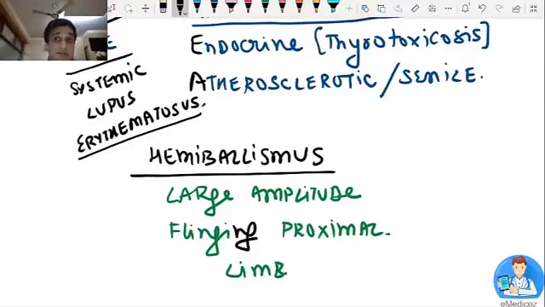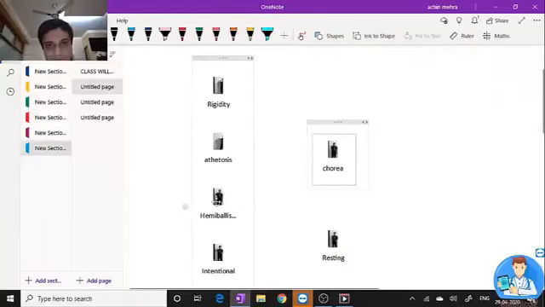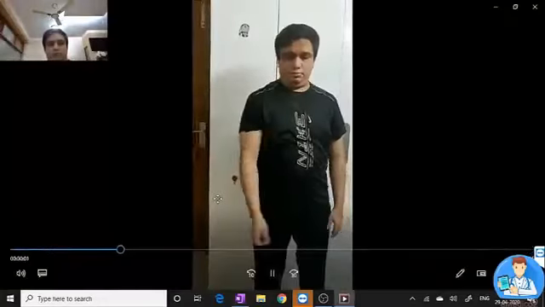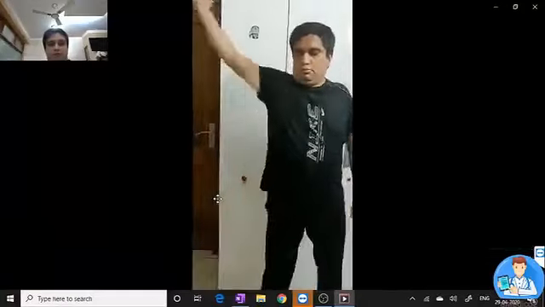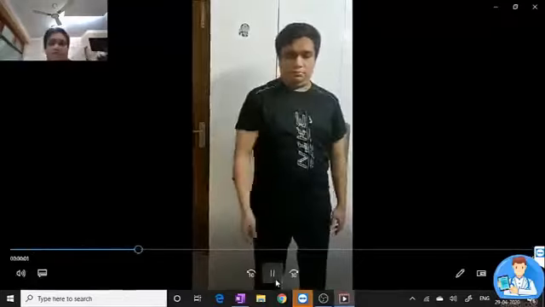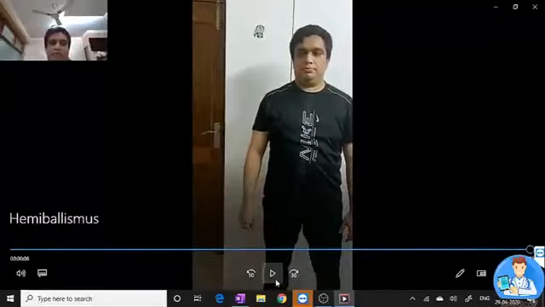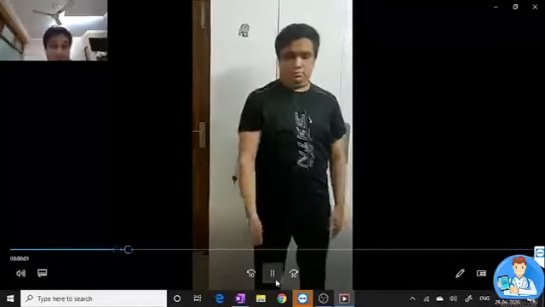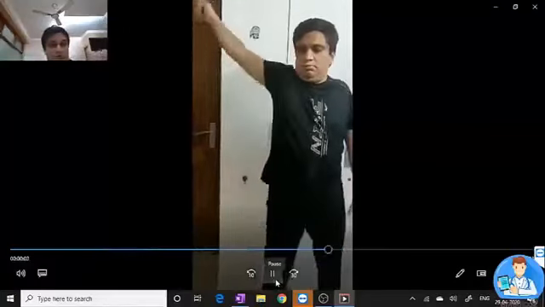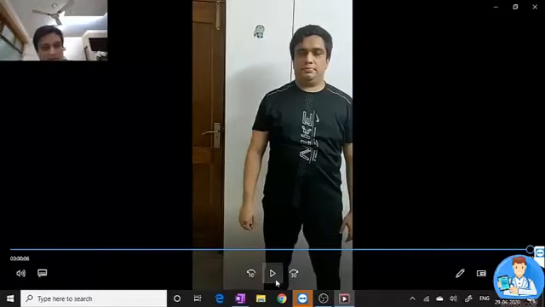Now, how does hemiballismus look? Let me show this to you. Look at this. My hand is going too far off. It's a large amplitude flinging movement, and the most important thing is that it's a flinging kind of movement involving the proximal limb. So the proximal part, the shoulder, suddenly flings like this. This is known as hemiballismus.